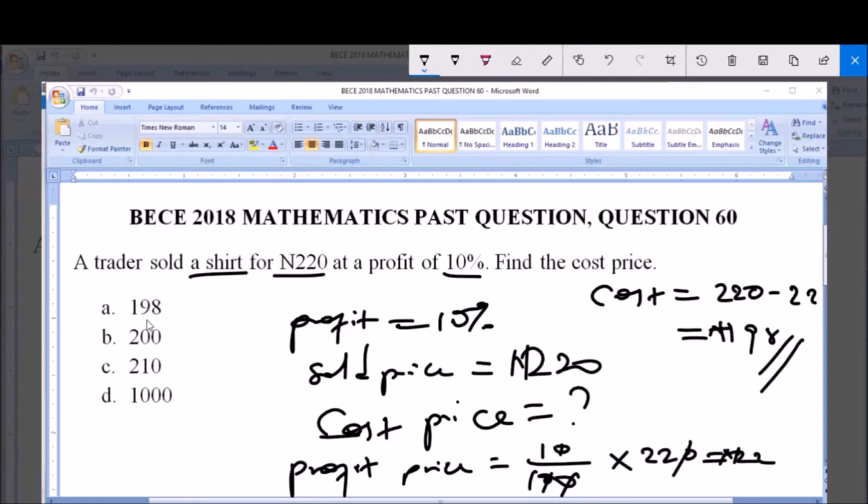Now from the options here, option A says 198 naira, which is correct. So A is our right answer. The rest are wrong.